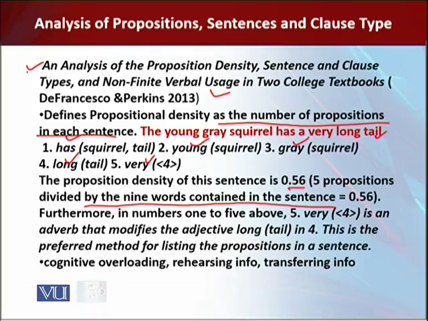Furthermore, in number 1 to 5, very is an adverb that modifies the adjective long, which modifies tail. This is the preferred method for listing the propositions in a sentence. So, if you really want to understand the propositional density, this is the best example that has been given.